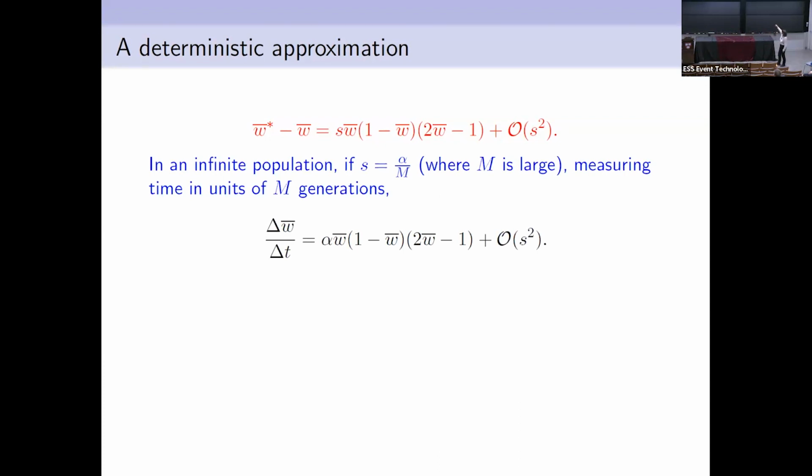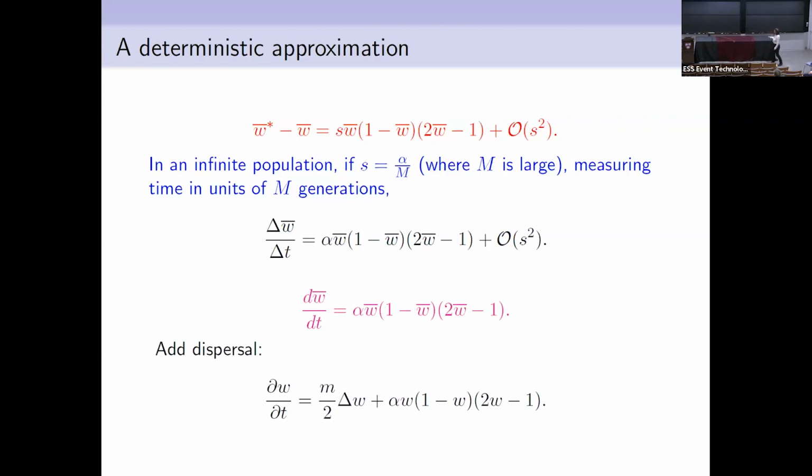And if M is large and S is alpha over M, well, that says that if I look at the increment over a single generation and I normalize it to approximate a derivative, I'm going to get an expression like this. And that says that I could approximate the way that the proportion of little a alleles evolves in these units of M generations, where M is very large, by this nice ordinary differential equation. But I'm really interested in spatial populations, so I'm going to add some dispersal. And if I add dispersal, I arrive at this equation, which is a very familiar equation to anyone interested in PDE. It's a special form of what's called the Allen-Cahn equation.